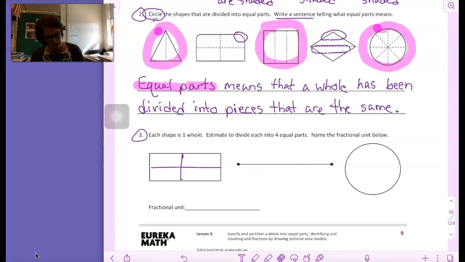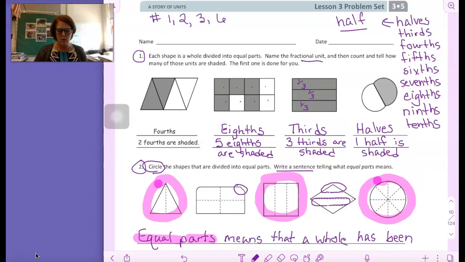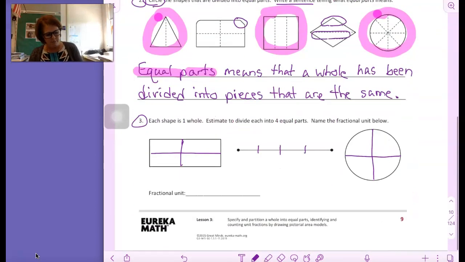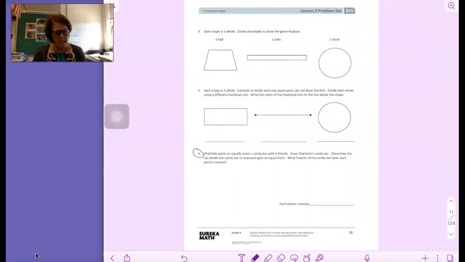For this one, we could also draw lines. So I could draw 1 line there. That's a little bit better. And for the circle, we have to go like this in order to make 4 equal parts. So the fractional unit, when we have 4 equal parts, you can go up here and look. This is 2 for halves. Thirds is 3. Fourths is our fractional unit. So we're going to write fourths on that line. Make sure you have this side completed. Let's move on to the back.